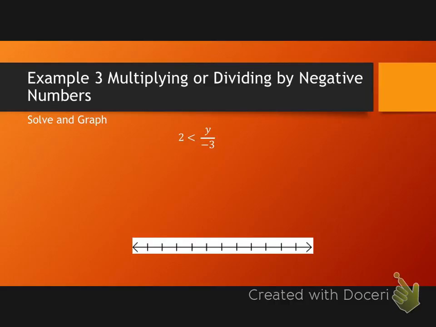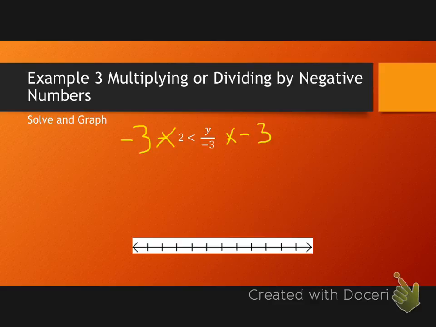We're looking here at 2 is less than y over negative 3. Okay, again, remember this bar line means that it's division. So to get rid of it, we need to multiply by negative 3. And whatever I do to one side, I do to the other. So multiply by negative 3.